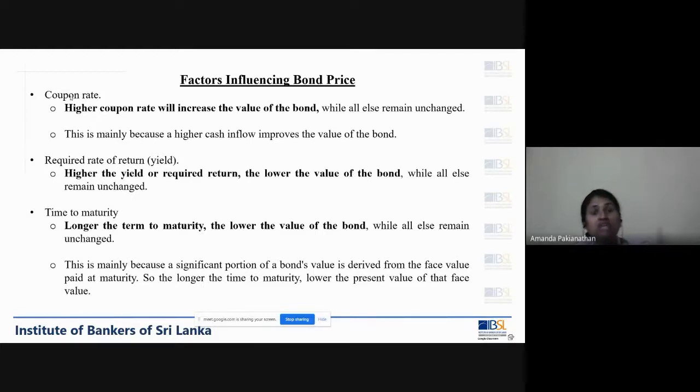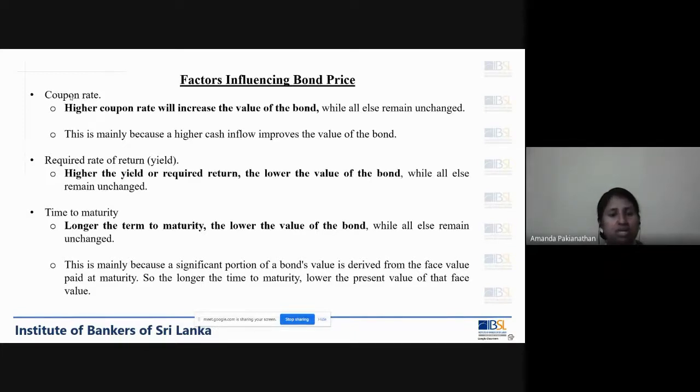Why? It's going to take a longer time to get your biggest cash inflow. So mathematically, the present value of that face value is going to further decline. Therefore, again, it will result in a lower value of the bond. Now, remember this area: factors influencing the bond's real or actual price, the true price of a bond.